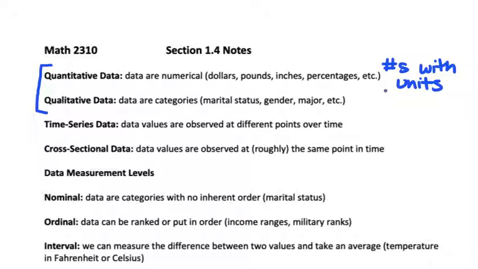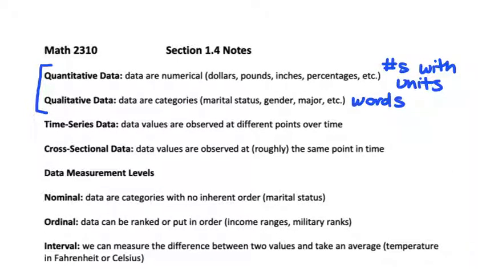Qualitative data is data that comes in categories. So for example, if you were to ask someone about their marital status, they would respond with something like single, married, widowed, or divorced. And so those responses are all words. So qualitative data, your response to the question would be a word.